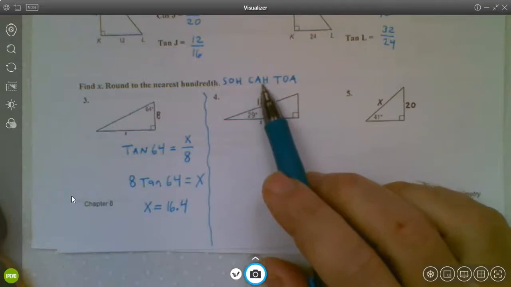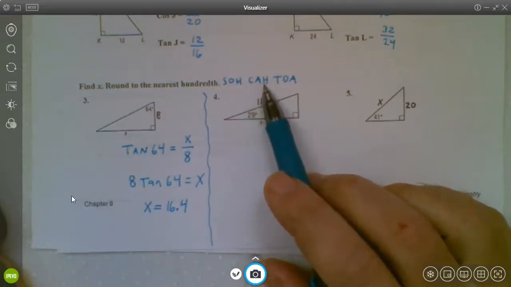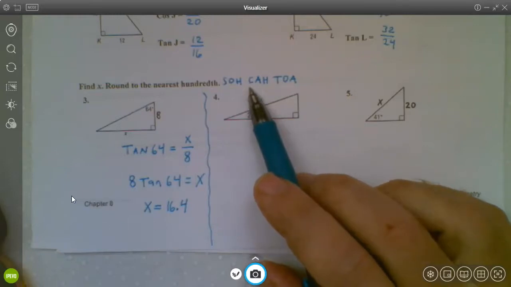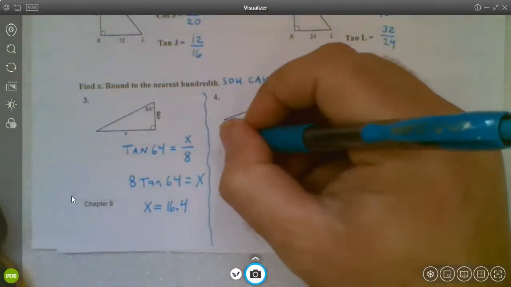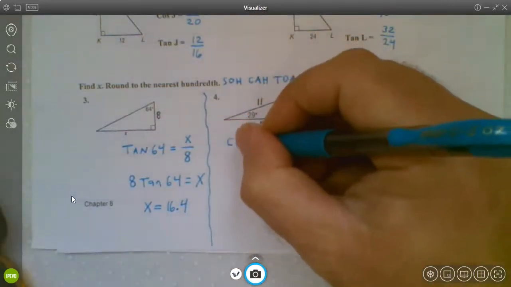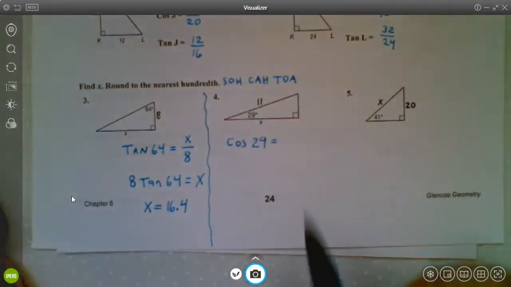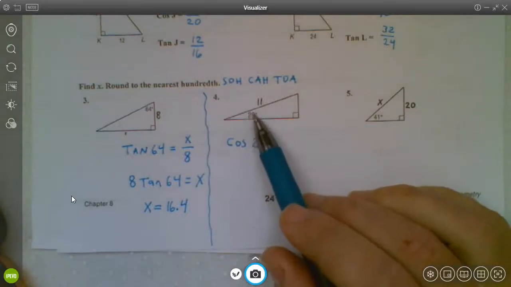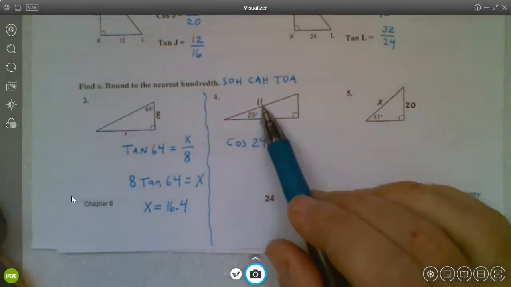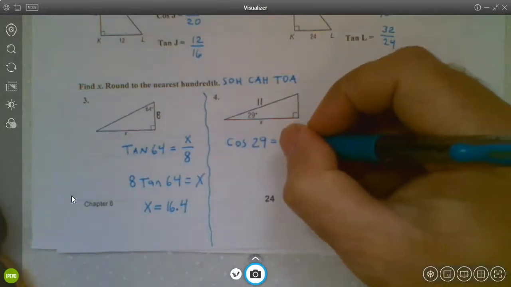So we see this one right here, right? So the cosine function is the one that deals with the adjacent leg and the hypotenuse. So that's how I know I need to set this up as a cosine function. So we're going to say the cosine of the angle, which is 29 degrees. And then on the other side of that equation, we put the cosine ratio. So from here, cosine does adjacent over hypotenuse. So x over 11.